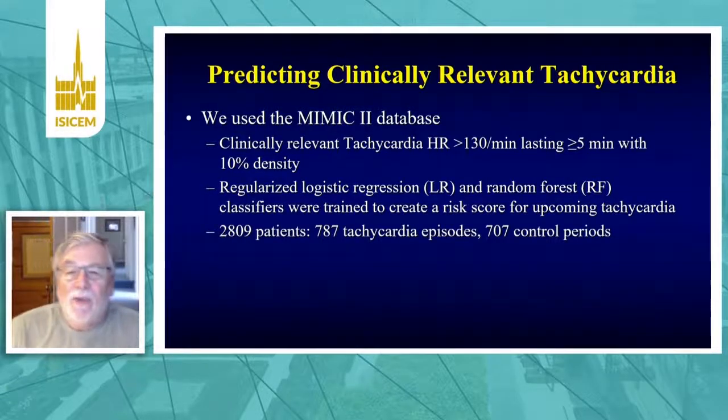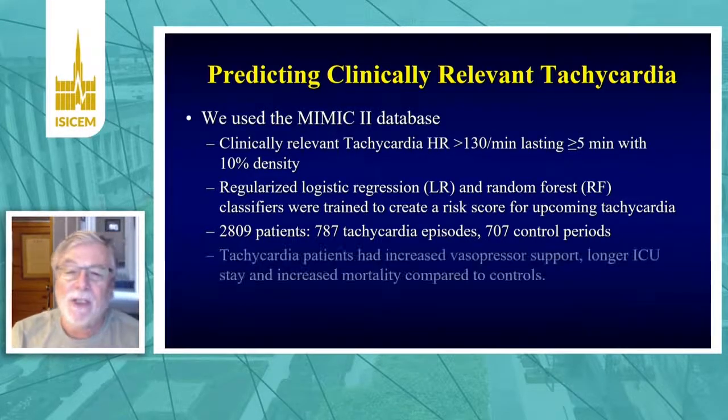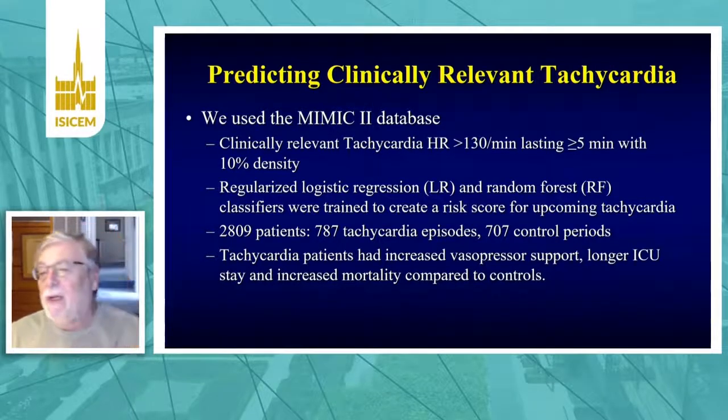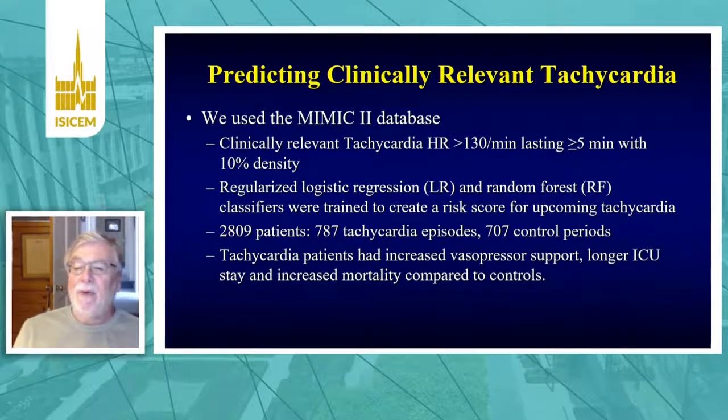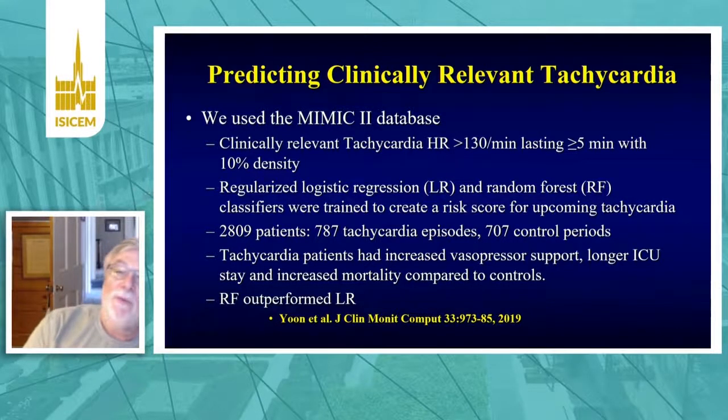We had 2,800 patients to look at, for which we identified 787 tachycardia episodes, and we had 707 control periods from opposite patients. Tachycardia patients needed more vasopressor support, had longer ICU stays, and increased mortality compared to the controls. In our analysis of classification, the random forest outperformed the logistic regression, and that's what we're going to show.